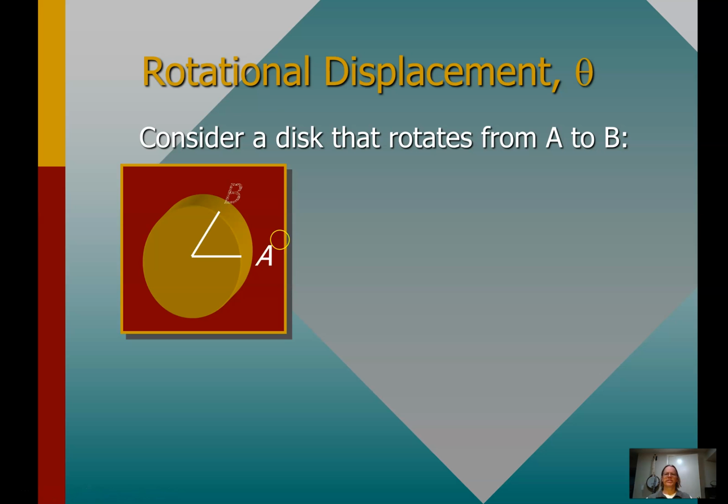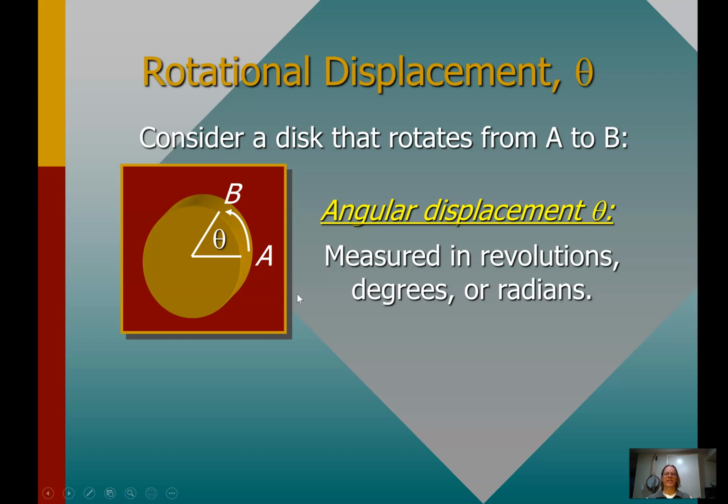So if we consider a disc now rotating from A to B, like so, the angular displacement is not the distance any part moves, because different parts move different distances. It's the angle moved through. Okay? So we have a lot of ways we can measure that. We can measure in revolutions, we can do it in degrees, or we can do it in radians.